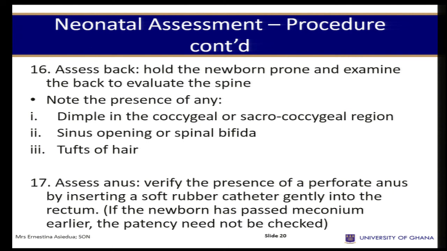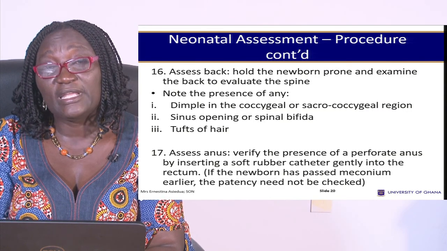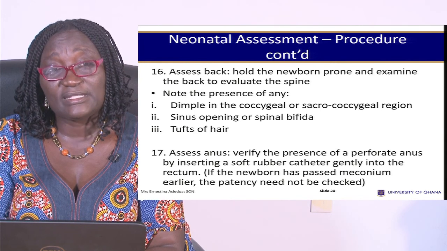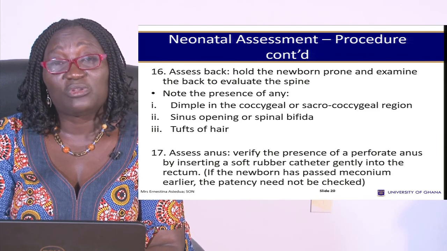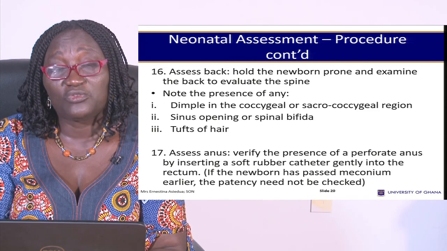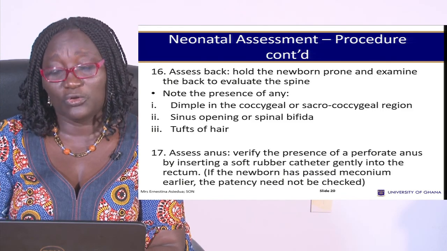Now you assess the anus. You verify the presence of a perfect anus by inserting a soft rubber catheter gently into the rectum. Or if the newborn has passed meconium, there is no need to do any such assessment. The patency of the rectum must be checked. Remember that it should be something very soft. If you put in any hard substance in the rectum at this stage, the baby may begin to bleed. Some are even talking about the fact that it is not important to assess the patency of the rectum, and just ask for meconium, and then you'll be able to identify whether it is patent or not.